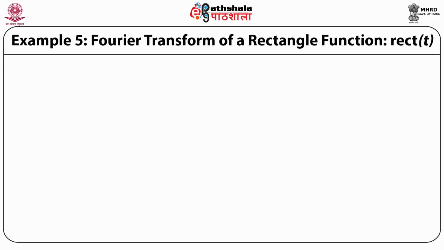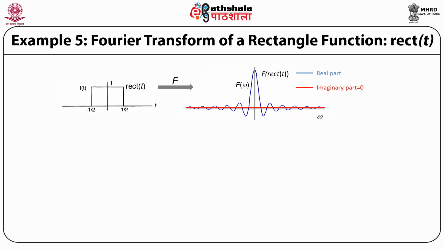We are going to see the Fourier transform of a rectangular function. This is a similar function to the one we saw previously, and here we are going to assume that t1 is equal to 1 by 2, and that's why you see the square box is between minus 1 by 2 and plus 1 by 2. We know the solution. The solution will be a continuous function, and the imaginary part will be 0. This is what we saw earlier.